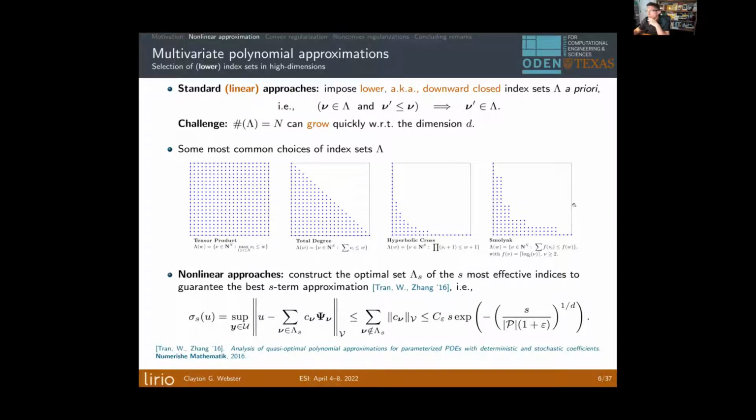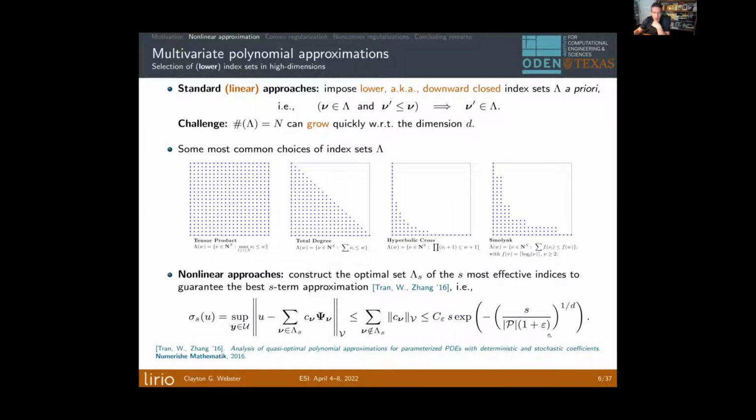On the other hand, remember, I'm focused on the finite dimensional setting. So we want to construct some optimal set, in other words, a set of the S most effective indices that guarantee the best approximation error. In the finite dimensional setting, we've worked on this in the past and proved that the rate of convergence of the best approximation converges in the following sense.